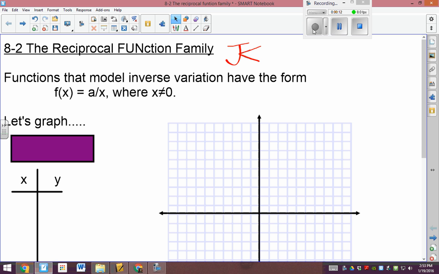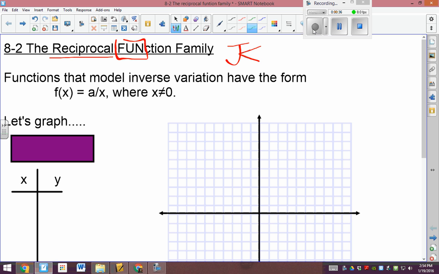Okay, this is Section 8.2, the reciprocal function. Reciprocal. Oh yeah, don't forget it's supposed to be fun. Reciprocal. Flip it. Flip it good. So flip it is almost like the same as the inverse idea. That's kind of where this all comes from, inverse variation. We did that yesterday. Sweet. You are so smart.